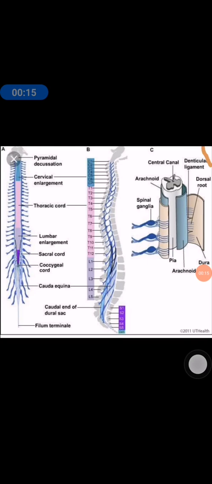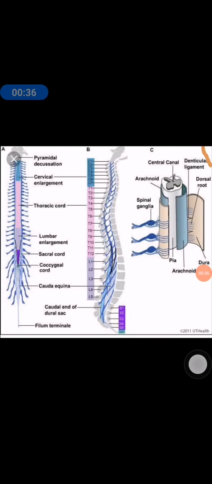Today I am going to discuss the gross anatomy of the spinal cord. What do you mean by spinal cord? The lower cylindrical portion of the central nervous system is called the spinal cord. We know that the central nervous system consists of the brain and spinal cord. The upper expanded portion is the brain and the lower cylindrical portion is known as the spinal cord.